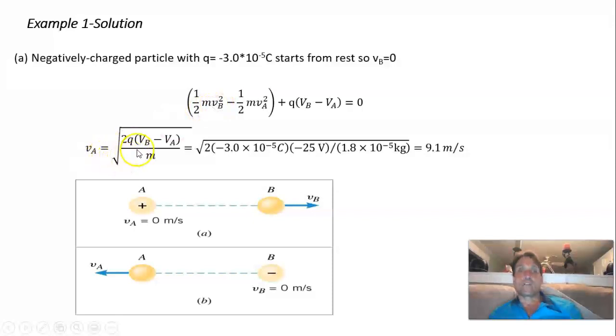Okay, now here we've got to be careful with the signs again, right? So point A is higher potential than point B by 25 volts. So VB minus VA is negative 25 volts in this case because A is higher than B. However, the charge is also negative, so Q is negative 3 times 10 to the negative 5 coulombs. Two negative signs cancel, and the particle with the negative charge would have the same speed when it gets to A as a positive charge would have if we started it to the right at point B.